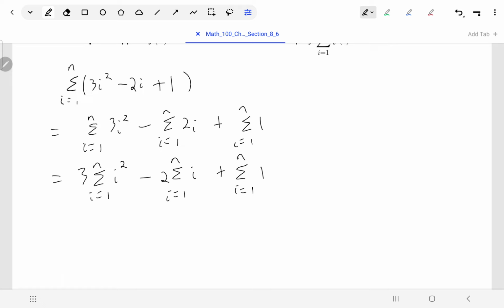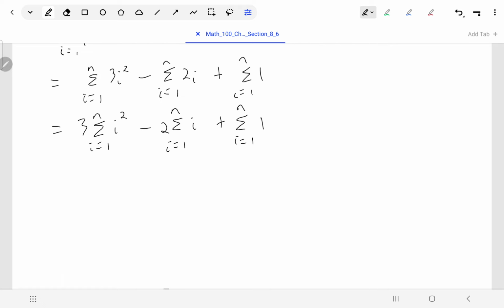And now I'm just going to use the formulas from the previous page. The summation of the i squareds when we go from 1 to n is n times n plus 1 times 2n plus 1 all over 6. And the summation of i from 1 to n, the formula for that was n times n plus 1 over 2. And a summation of a constant from 1 to n is just n times that constant.